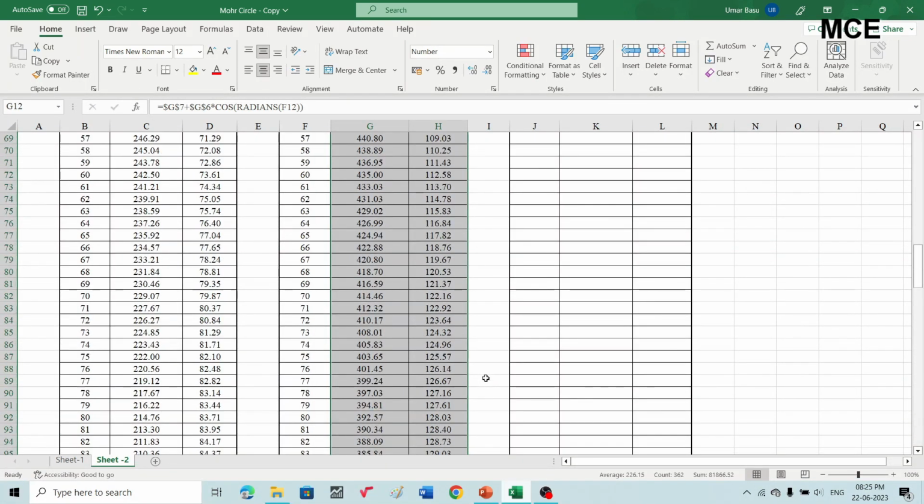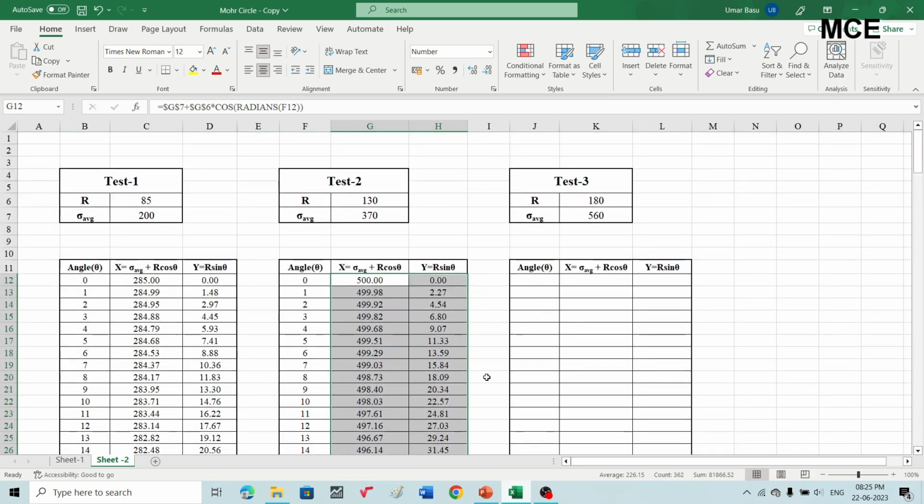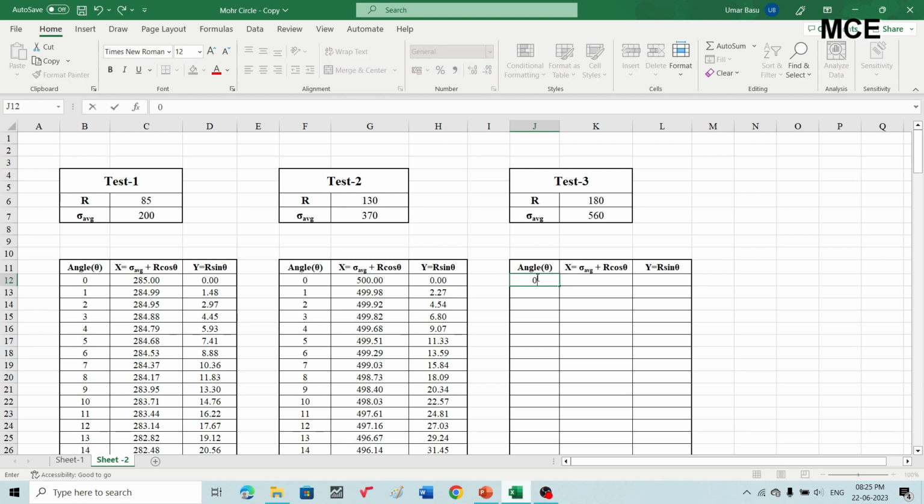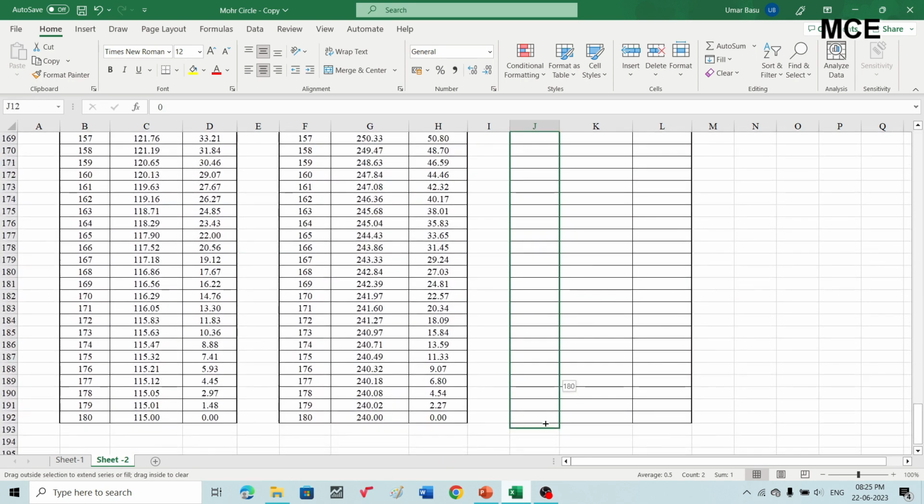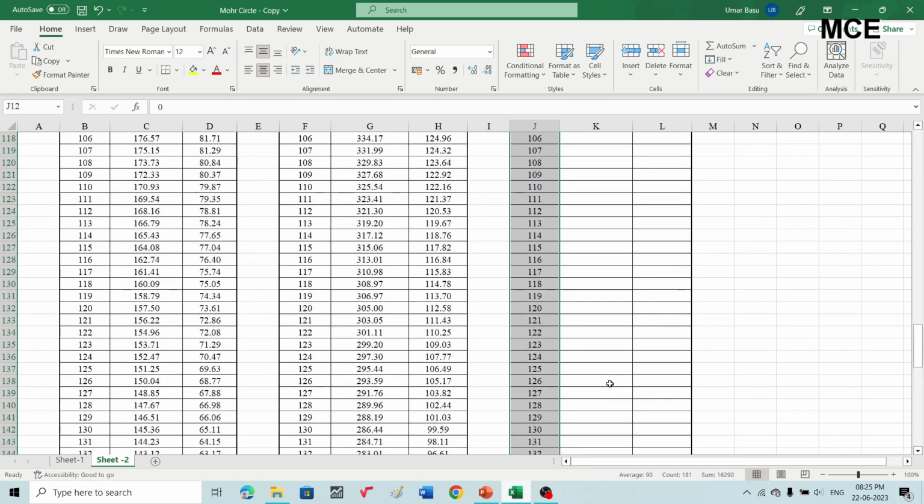Same procedure will be followed for test 3. That is, you will write 0, then 1, then select these two and drag it till 180 degrees to get the angles.